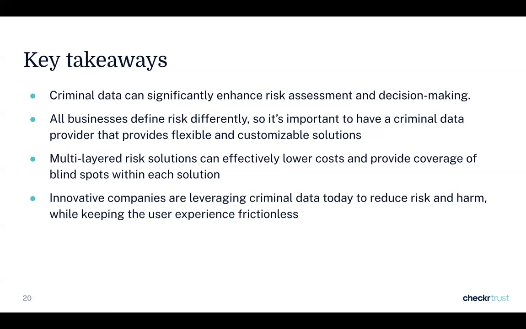And number four, innovative companies are leveraging criminal data today to reduce risk and harm while keeping the user experience frictionless. These are not on opposite sides of the table in terms of risk mitigation and customer experience. It is a world where you can have both. And innovative companies are really using this today and able to, as Chris had shared through multiple examples, reduce their risk, reduce fraud, drive additional revenue opportunities as well, and ultimately just create a safer platform and a safer business for your customers to engage with.